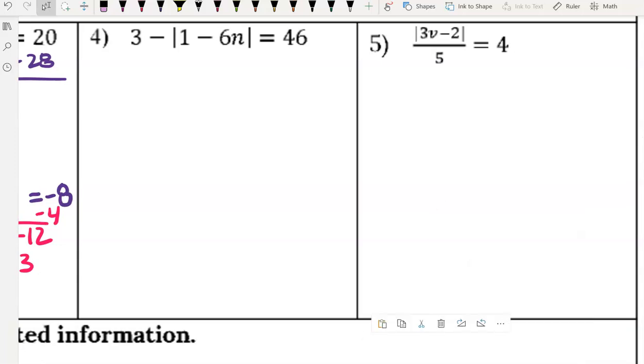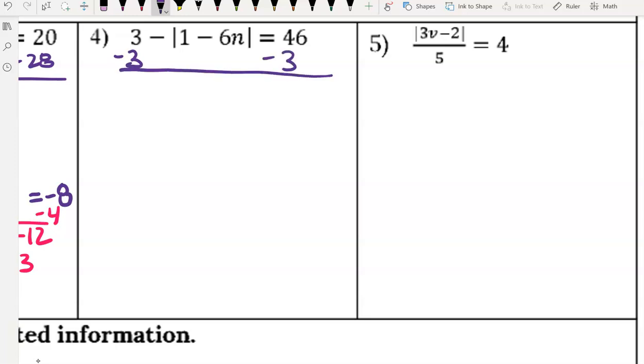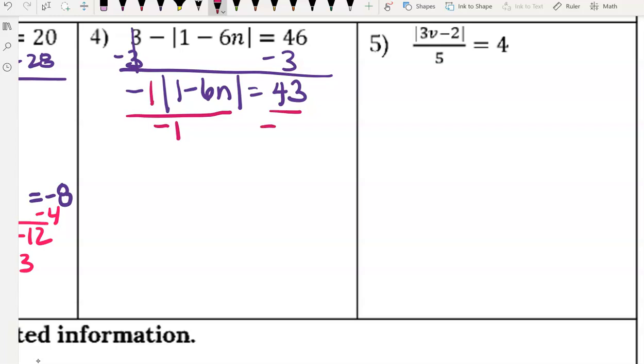Example 4 says, okay, 3 minus the absolute value of 1 minus 6n equals 46. So let's subtract 3 from both sides. And so we have a negative absolute value, 1 minus 6n, close it, equals 43. Now again, put a -1. Okay, if you see a negative and you think you're not going to remember to divide both sides by a negative, then put a -1 so you can divide both sides by a -1. So now we have an absolute value of 1 minus 6n, close it up, equals a -43.